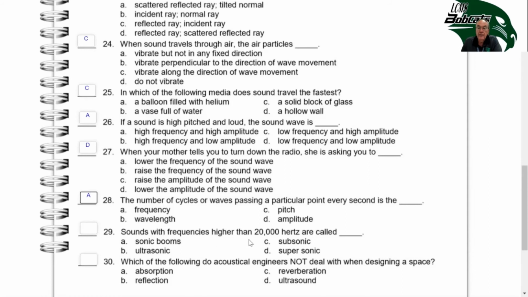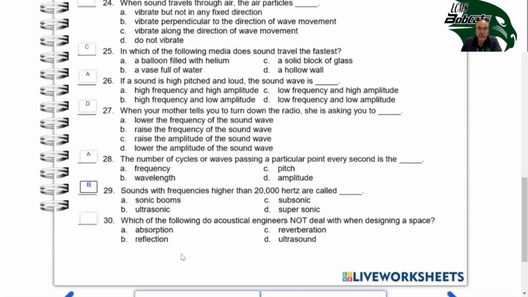Sound with frequencies higher than 20,000 hertz are above what we can hear, and they are called not sonic booms. That's what an airplane does. Sub means below. Supersonic means how fast the planes can travel. So it's B, ultrasonic, just like ultraviolet is above what we can see.